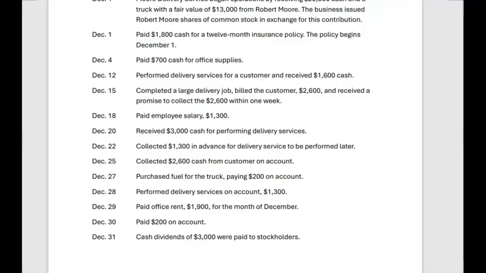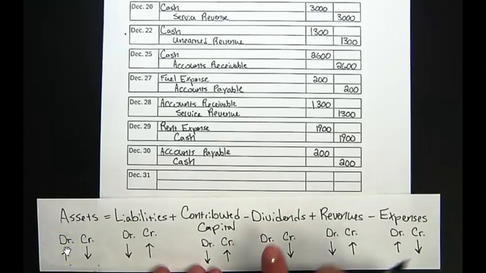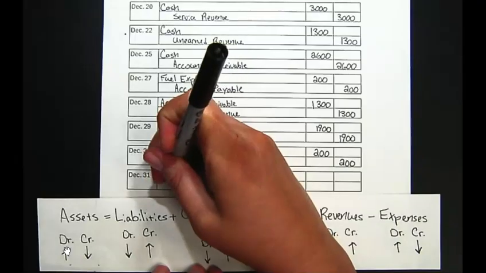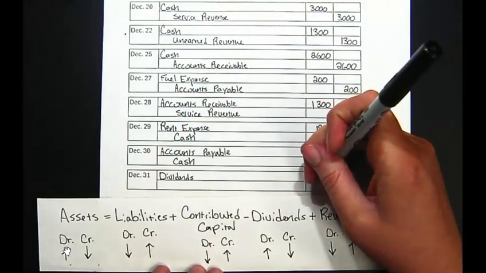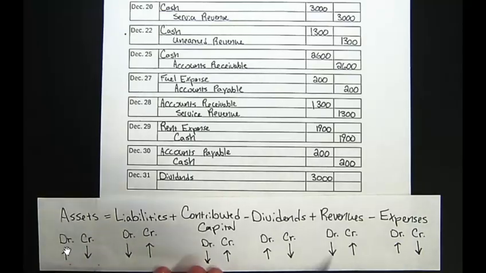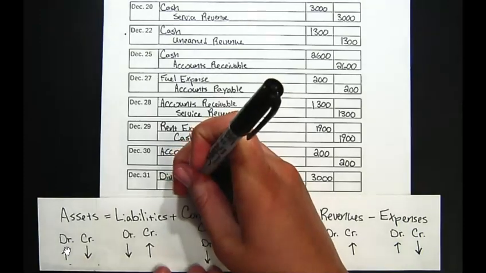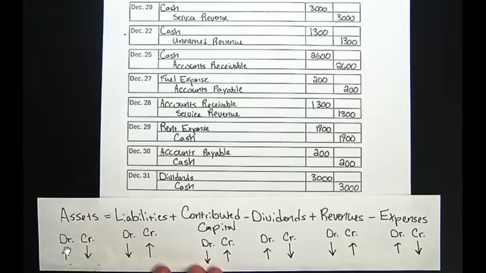On December 31st, cash dividends of $3,000 were paid to stockholders. We record an increase in dividends with a debit. Debit dividends. Cash was paid for these dividends. Cash is an asset. We show a decrease in an asset with a credit. And those are our journal entries for More Delivery Service for the month of December.